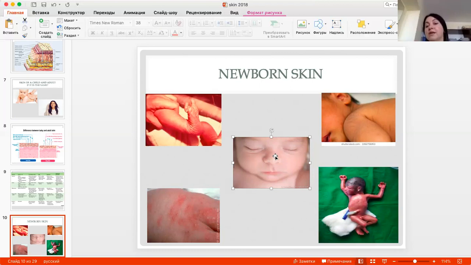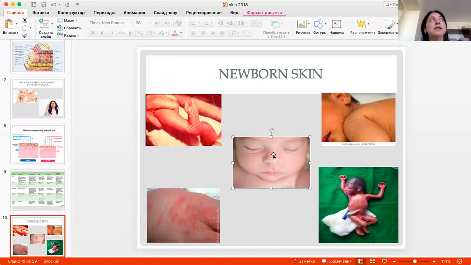So when these hormones are still present in the child's blood, the child can have irritated glands and button-like eruptions on the skin. They are whitish, they are not inflamed, so they are not red. With time, the sex hormones of the mother will be destroyed by the child's liver and will disappear from the child's blood, and this milia will disappear as well. This peculiarity of the skin of a child is called milia.